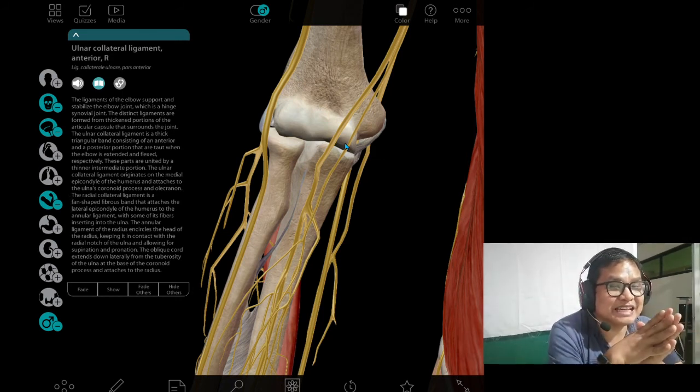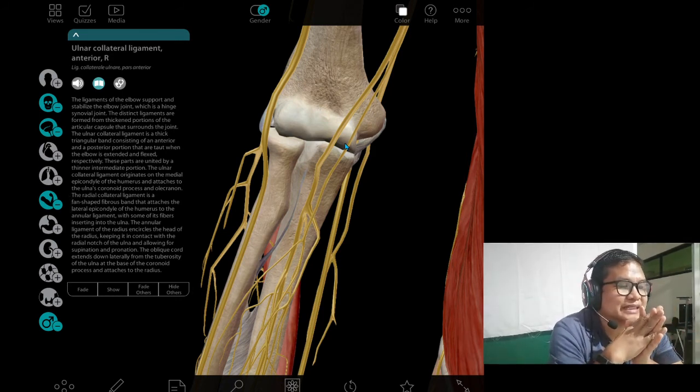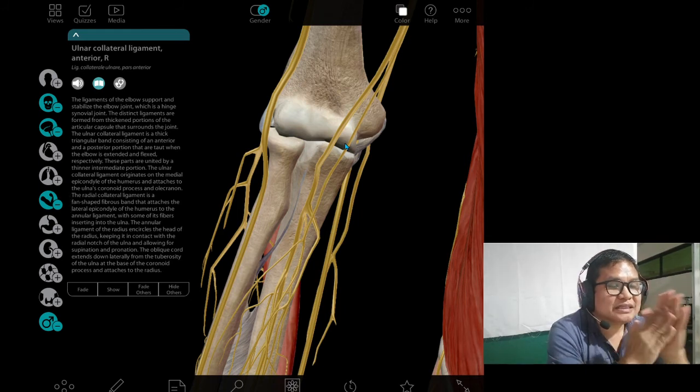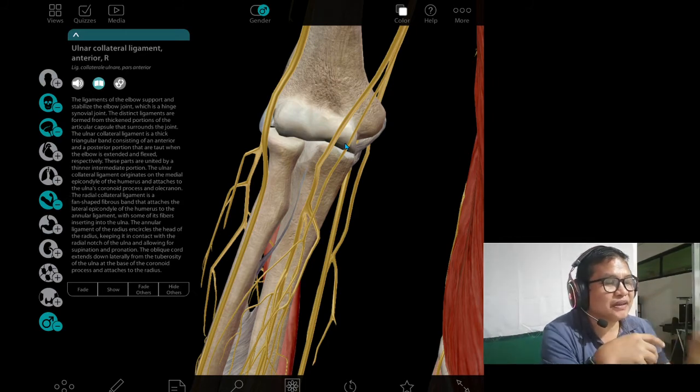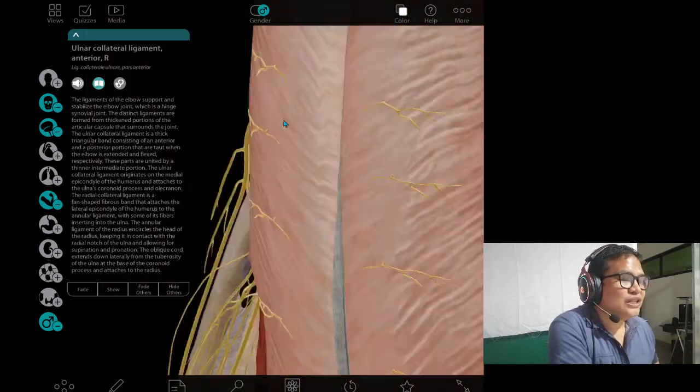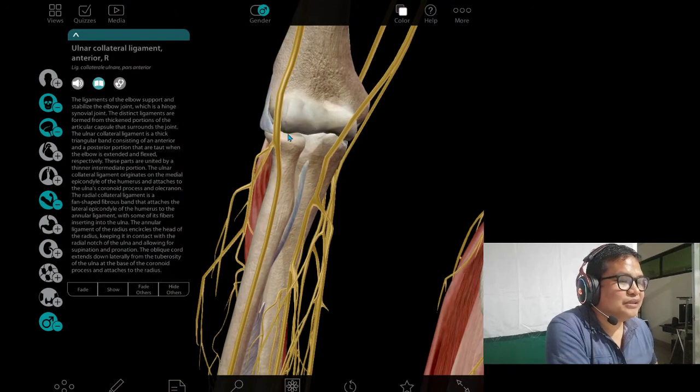So that's all. Okay, so the elbow joint is one. The proximal radio-ulnar is a separate joint, in a separate capsule. Okay? So the radius articulates with the capitulum. The ulna articulates with the trochlea.